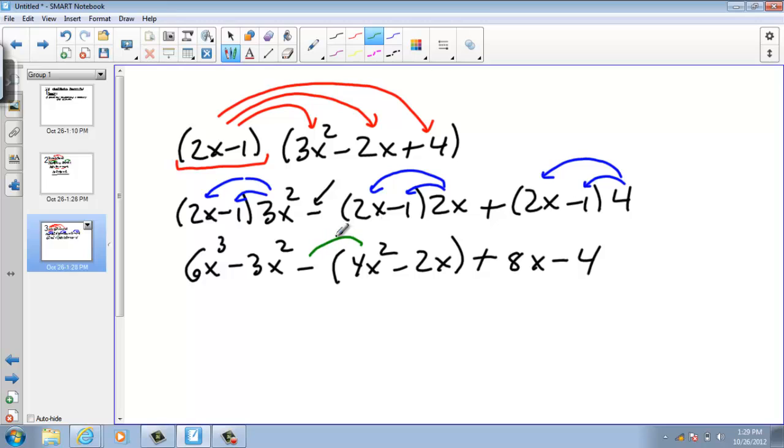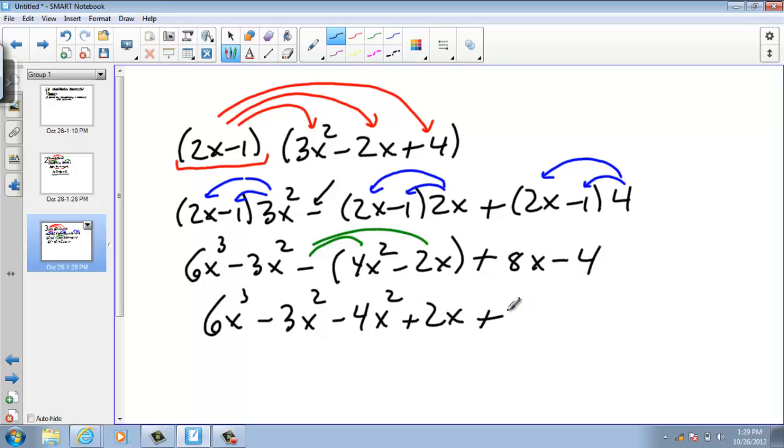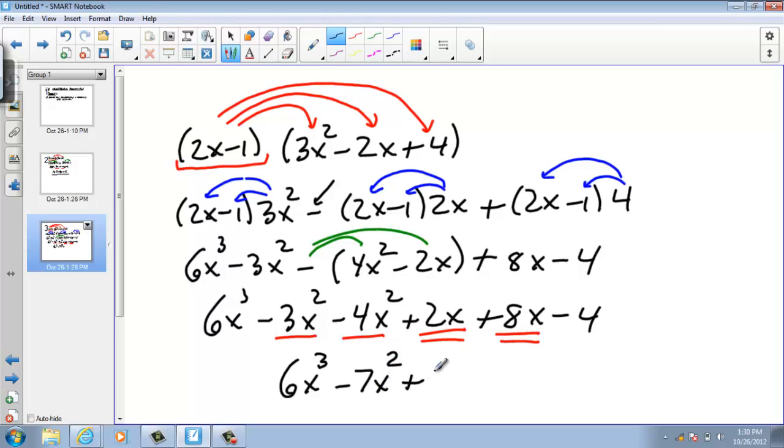Let's now distribute this minus sign, and we'll be ready to collect like terms. I get 6x cubed minus 3x squared minus 4x squared plus 2x plus 8x minus 4. Let's look for like terms here. Those are like, and those are like. So we get down to 6x cubed minus 7x squared plus 10x minus 4.